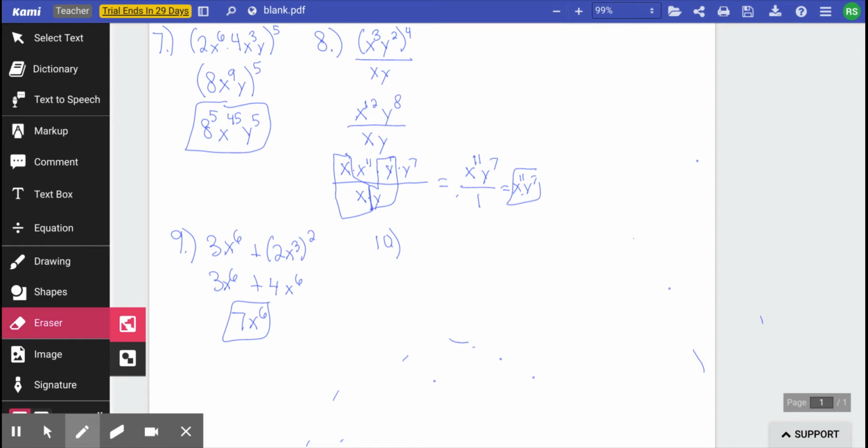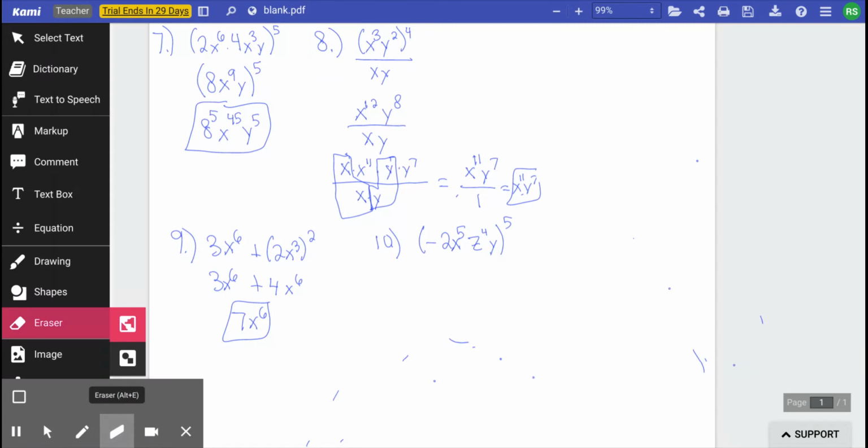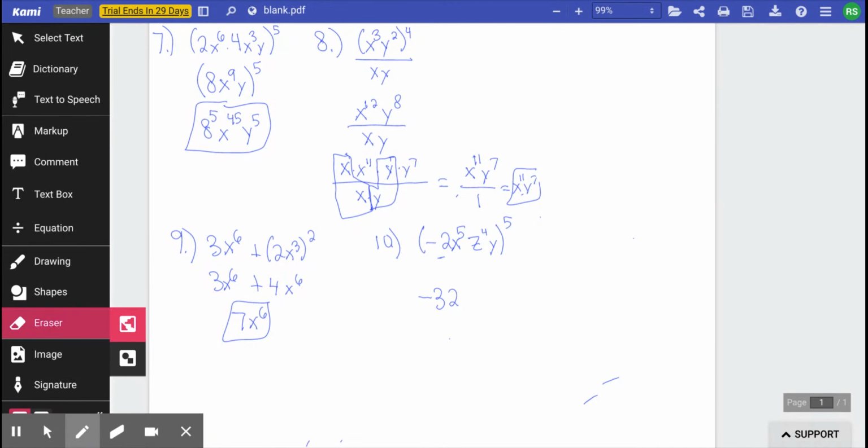In problem number 10, we have negative 2x to the 5th, z to the 4th y, all raised to the 5th power. So there's nothing inside the parentheses that can be simplified. We raise negative 2 to the 5th power, which means we take negative 2 times itself 5 times, which is negative 32. X to the 5th is x to the 25th.